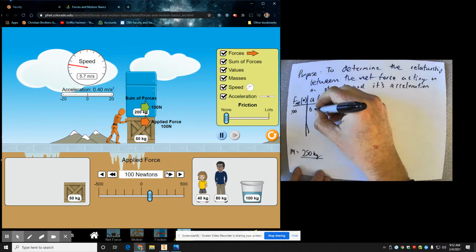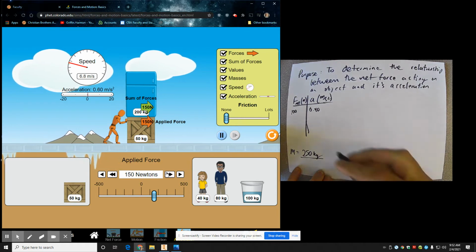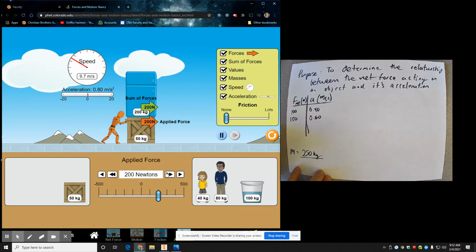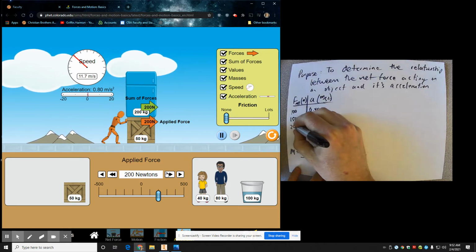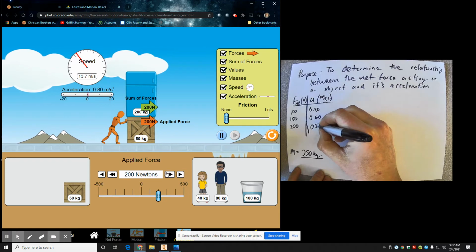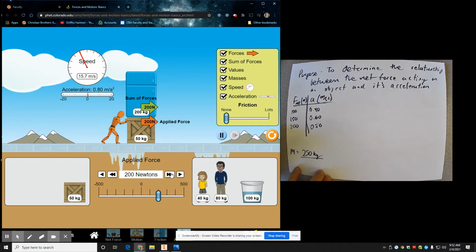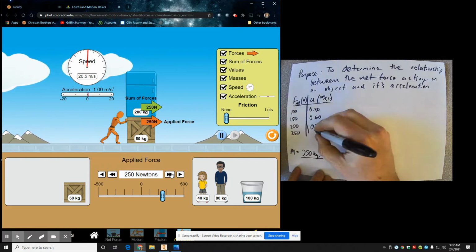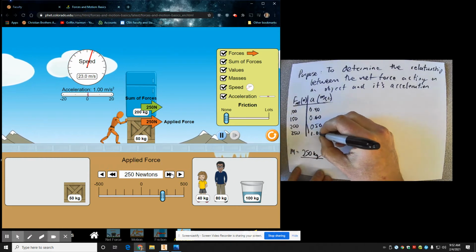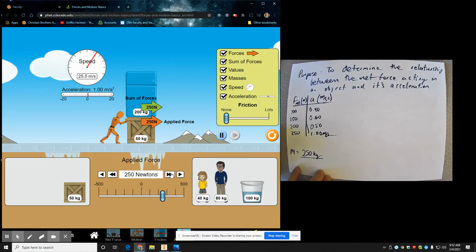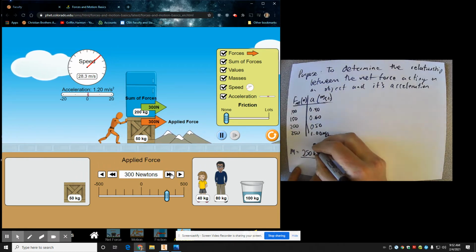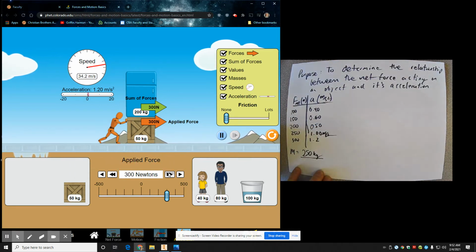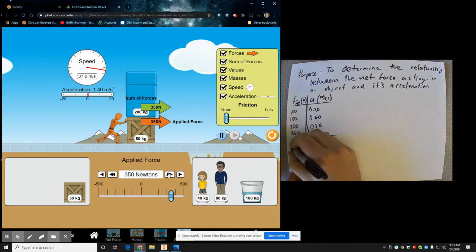Acceleration, 0.40 meters per second squared. 150, we've got 0.60. 200 newtons, we have 0.80. So it's going up linearly for sure. We keep going. We're at 250. It ends up going too fast eventually, so you do have to go kind of quick here. 300 and 1.2, and I'll get one more. 350, and I can guess 1.4.